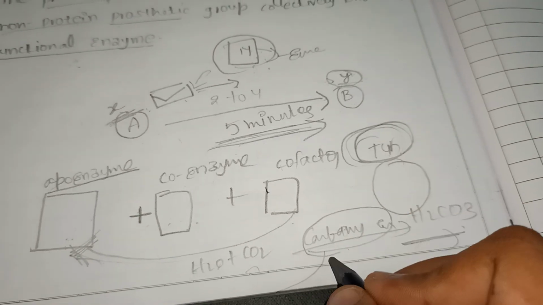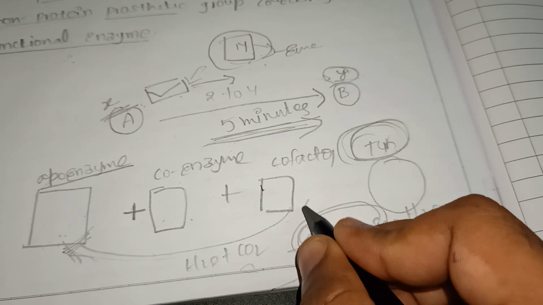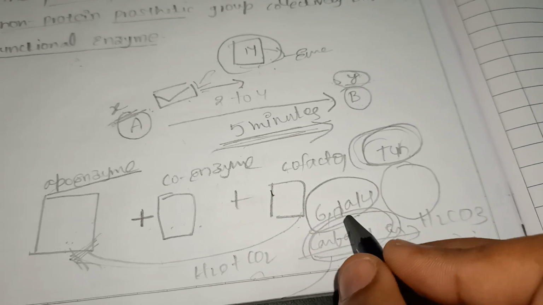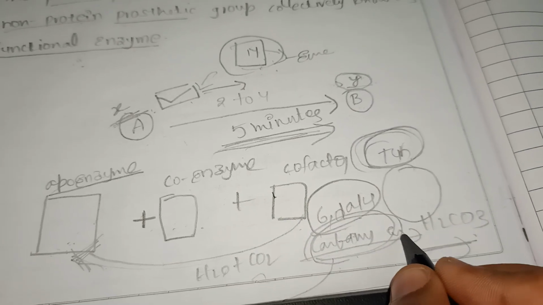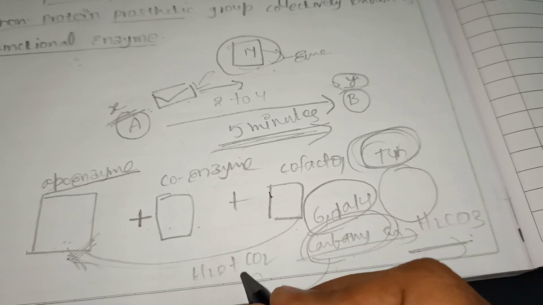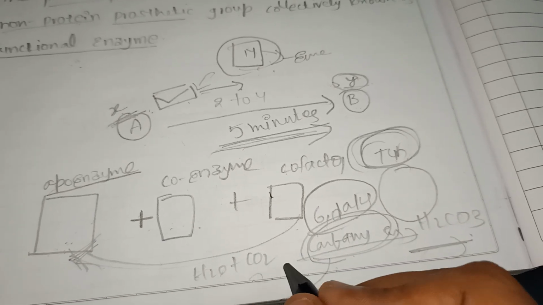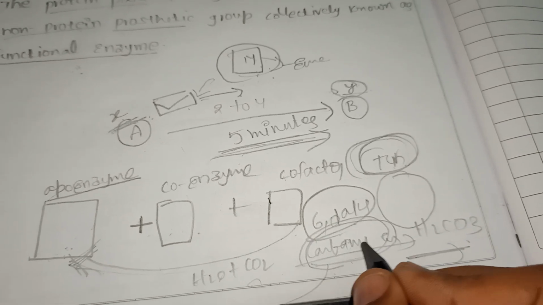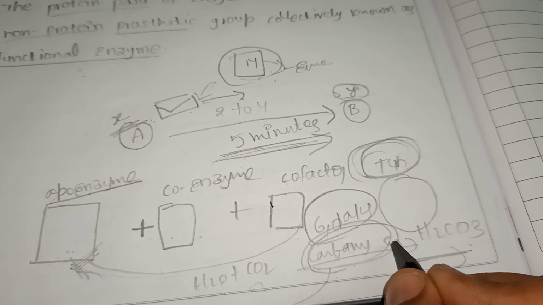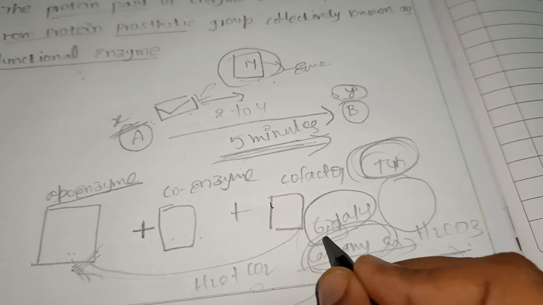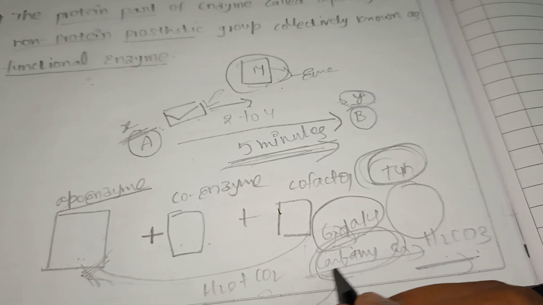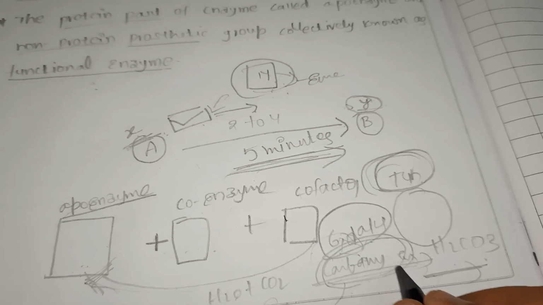Now the turnover number of this carbonic anhydrase is 6 lakh. 6 lakh substrates only. That means this carbonic anhydrase only catalyzes 6 lakh molecules of H2O and CO2 into H2CO3. As soon as this carbonic anhydrase enzyme reaches the 6 lakh conversion of substrates into products, the carbonic anhydrase will not work anymore.